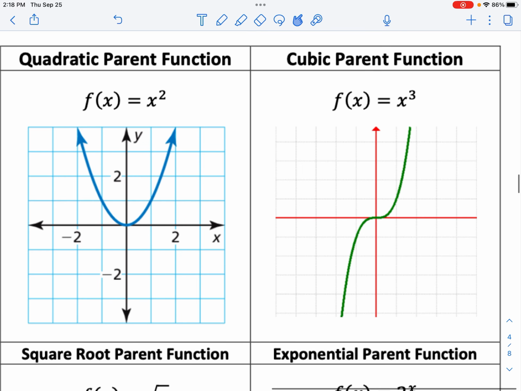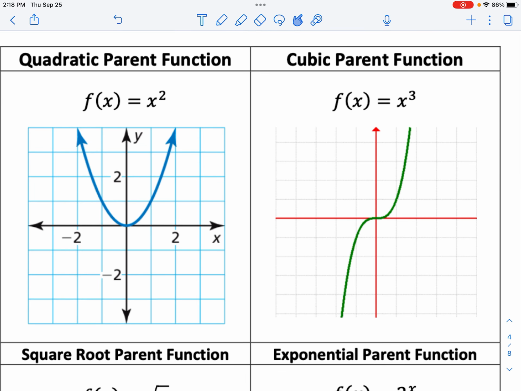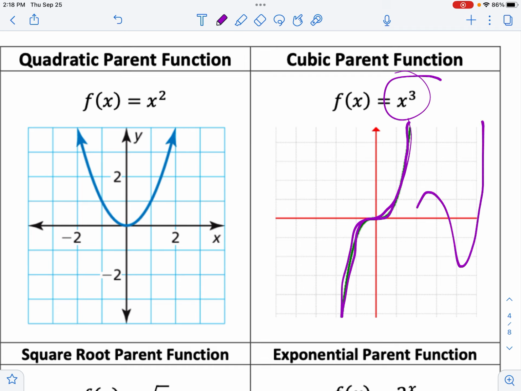We also have a cubic function, so f of x is equal to x to the third power, and this is sort of an interesting shape. It's like a squiggle in the middle that goes around the origin. As you start to modify this function, you'll see more variety, where the squiggle in the middle gets a little bit different. But this is the most basic cubic function.